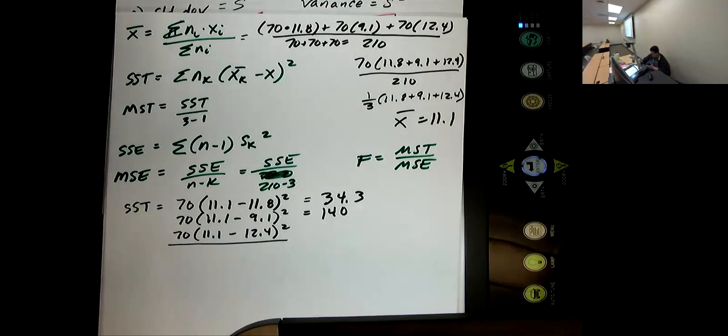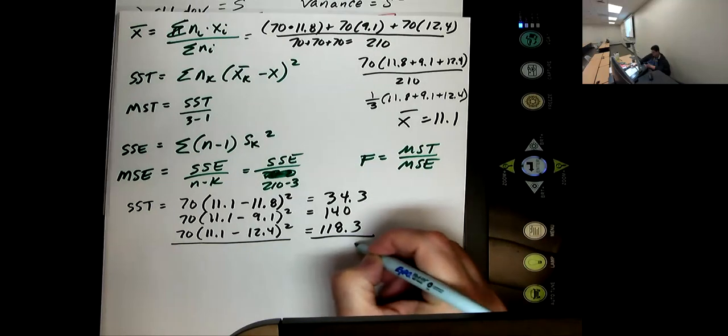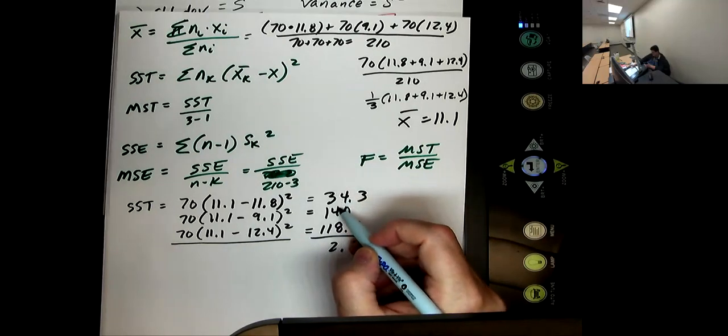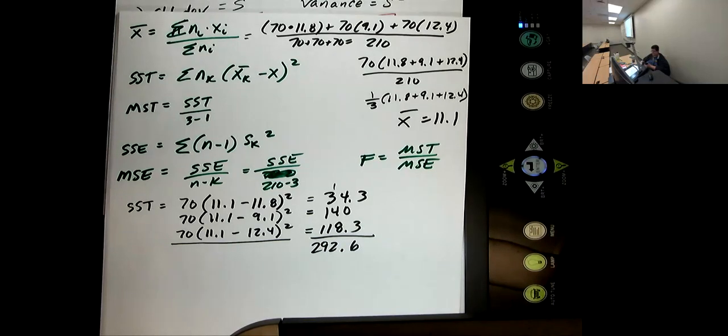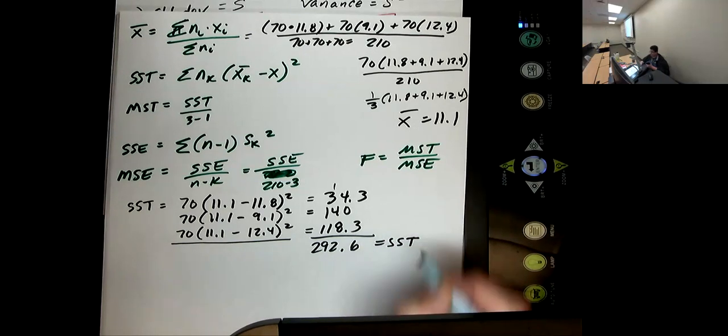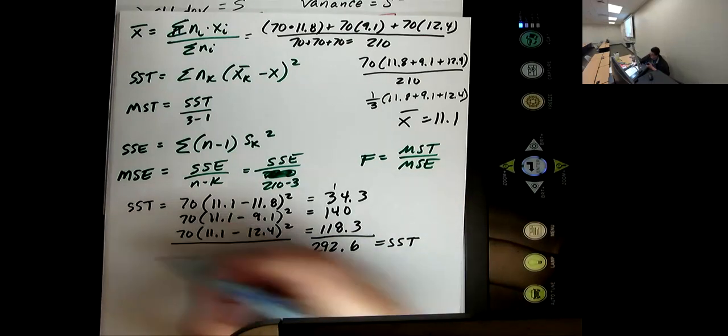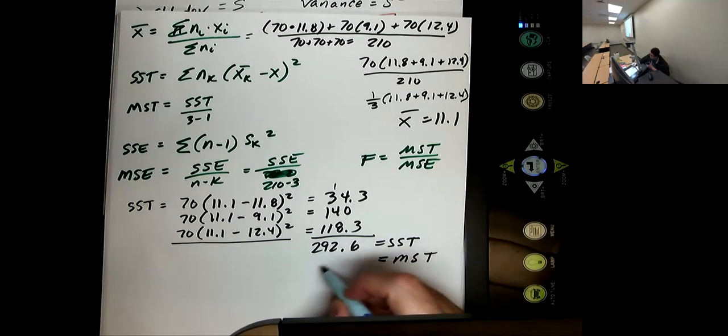And 11.1 minus 12.4 is negative 1.3. Squared that is 1.69. 70 times that is 118.3. Adding them up, I get 292.6. That's SST. So MST is that divided by 2, which is 146.3.